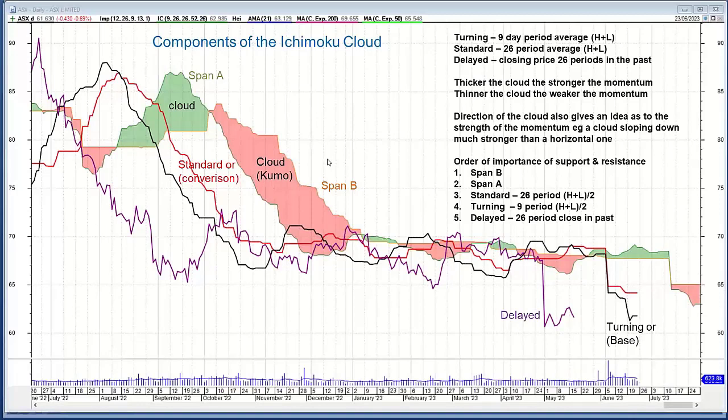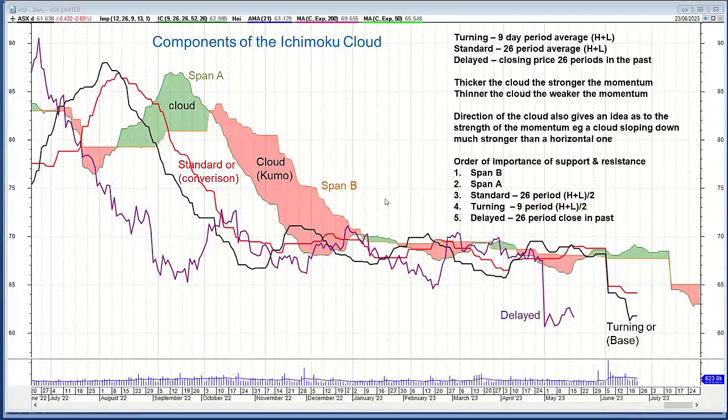But just on the moving averages in the cloud, they're not your standard moving average. So this first one, the standard, it's a 26 period average, but it's not a moving average of the close. It's a moving average of the high and the low. And the same with the shorter moving average. It's a 9 period of the high and the low. So a little bit different to your standard average. And the delayed, well, that's just the closing price 26 periods ago. If it was a day chart, 26 days ago. If it's a weekly, 26 weeks ago.